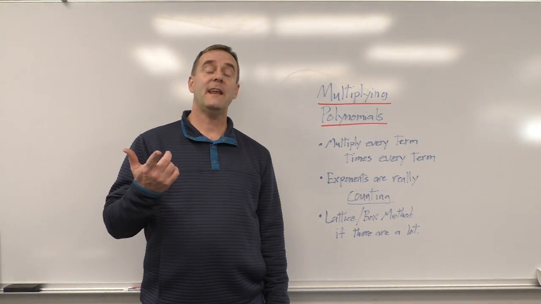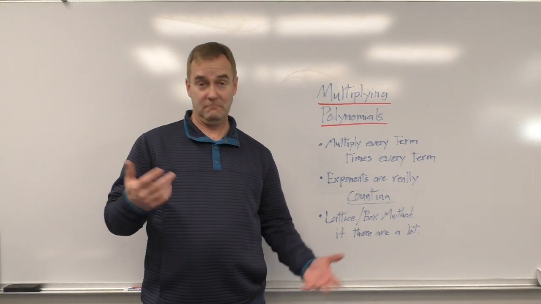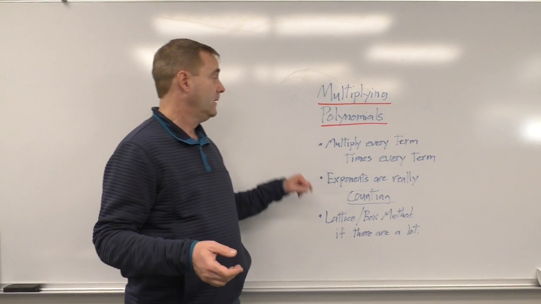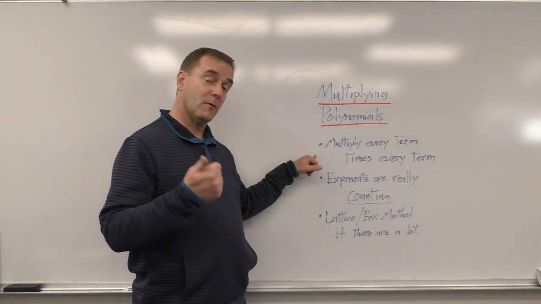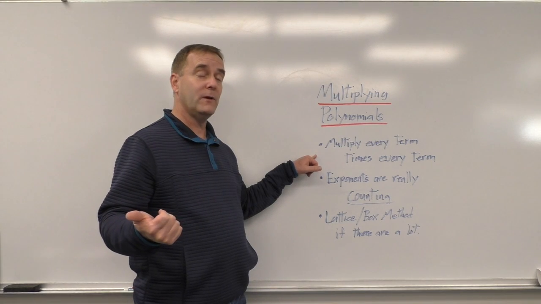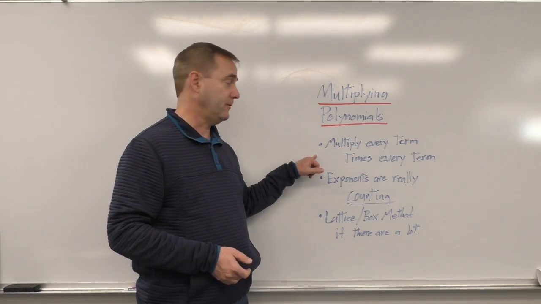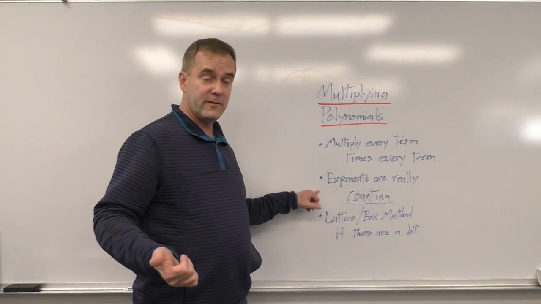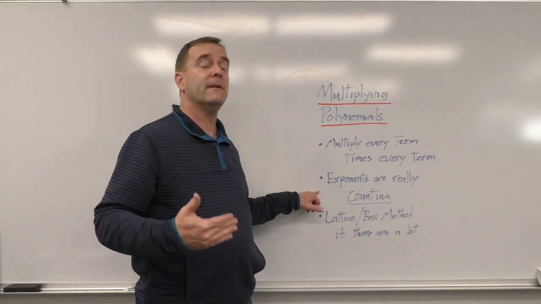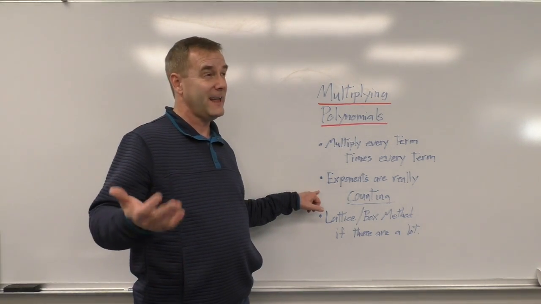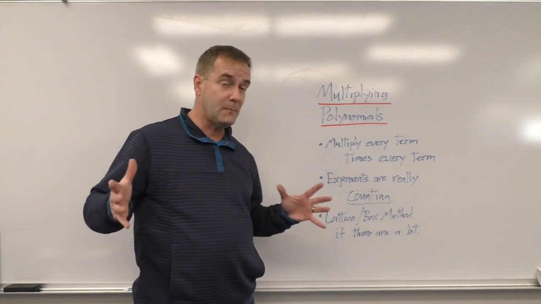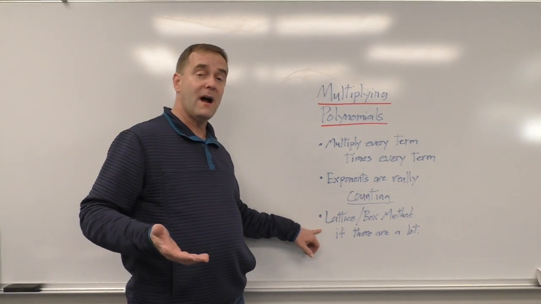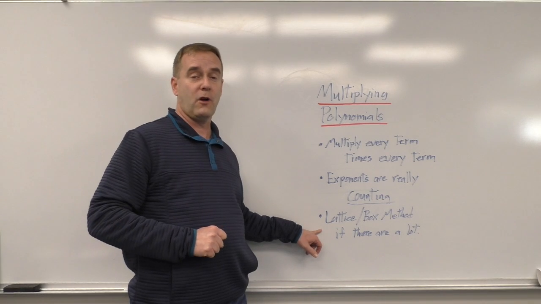So if you want to succeed at multiplying polynomials, these are the things you should remember. First, you are multiplying every term times every term. Remember FOIL? That was just a mnemonic that we had to remind us to take everything times everything. Exponents are really counting how many variables there are to multiply, so that's why you add them rather than multiply them. And if it's going to be at all complicated or big, the lattice or box method is what will keep everything structured and in order.